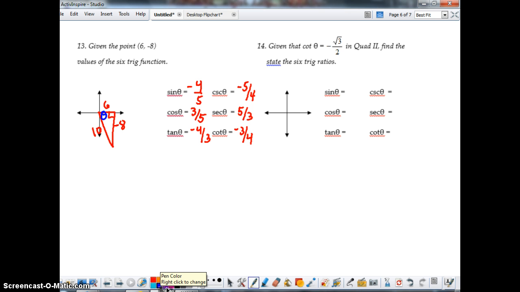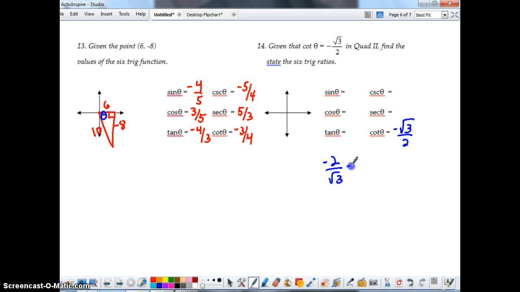All right, the next one, it gives that cotangent is -√3/2. To find tangent, you're going to take that and flip it, so I'll do that work right here. That's -2/√3. And when I rationalize that, it's going to become -2√3/3, multiplying by √3 on both top and bottom.